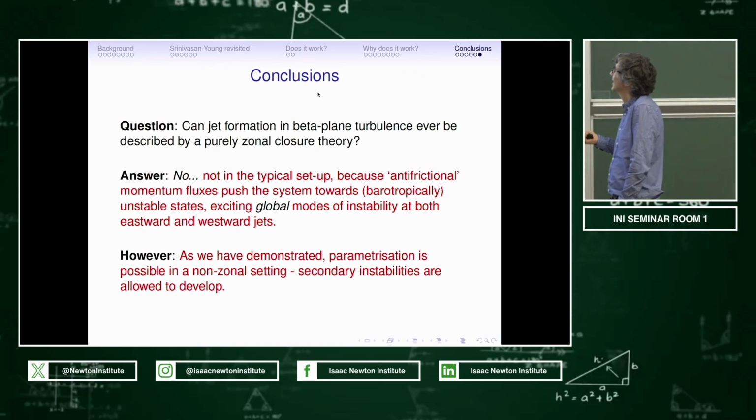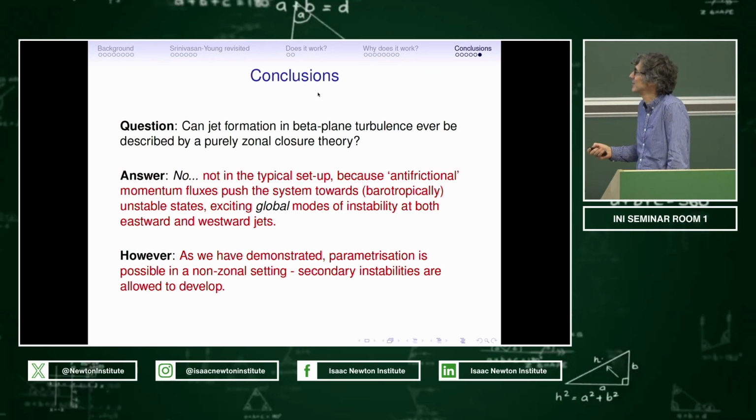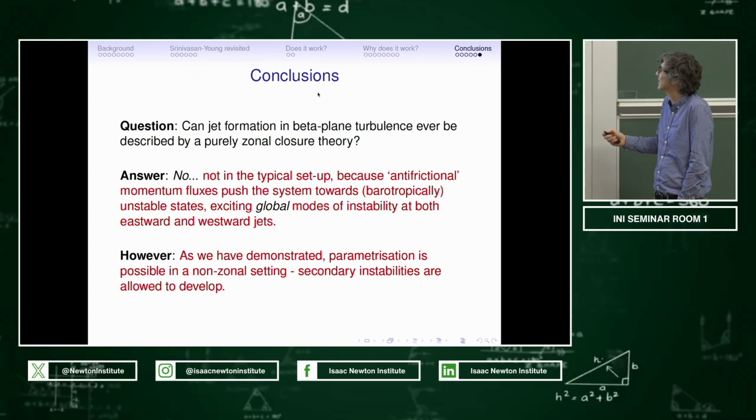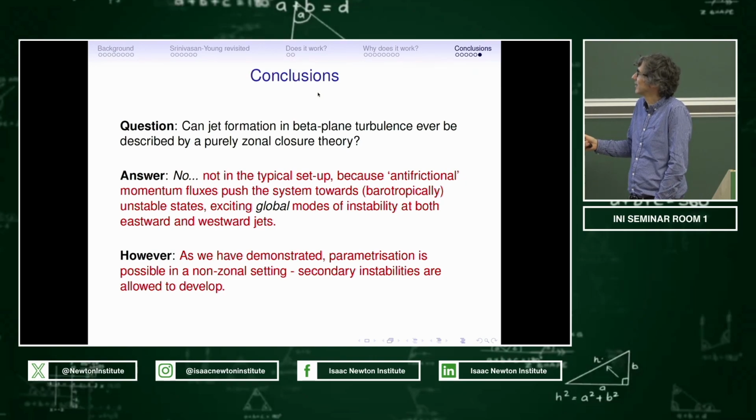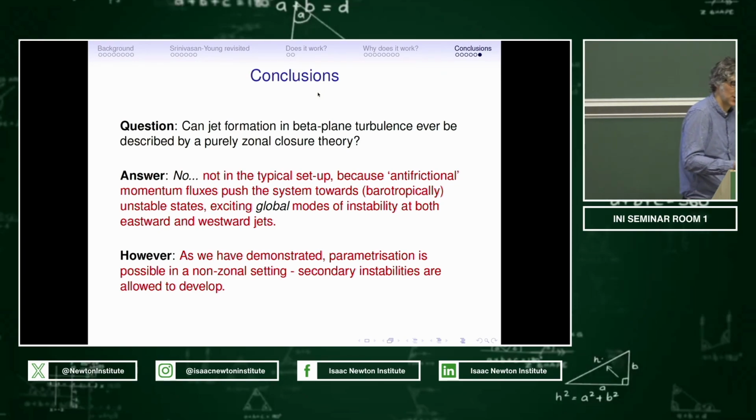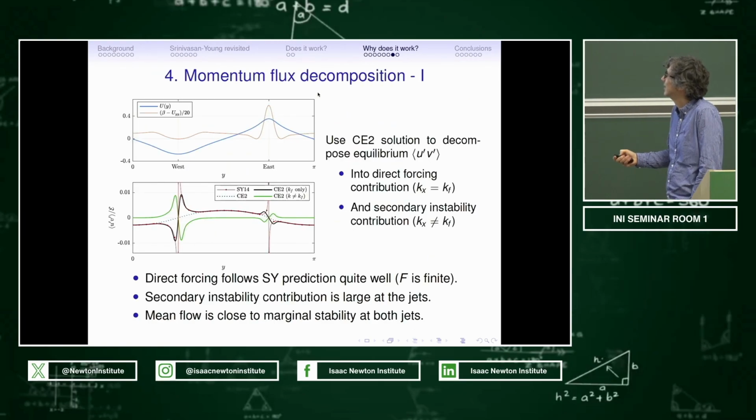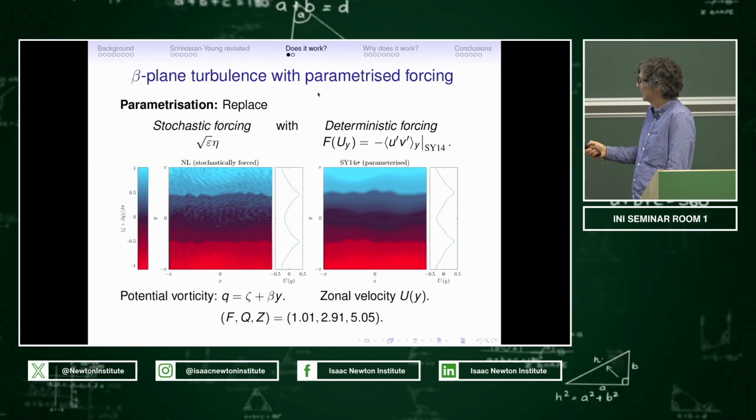So this is the final slide, I think. Can jet formation ever be described by a purely zonal closure theory? Well, no, not in this setup, which is not a typical setup, and that's because anti-frictional momentum fluxes push the system towards unstable states, and the waves that emerge are global, or at least at jet scale, and they appear on both eastward and westward jets. But as we've demonstrated, parameterization is possible in a non-zonal setting so long as you allow the secondary instabilities to develop.